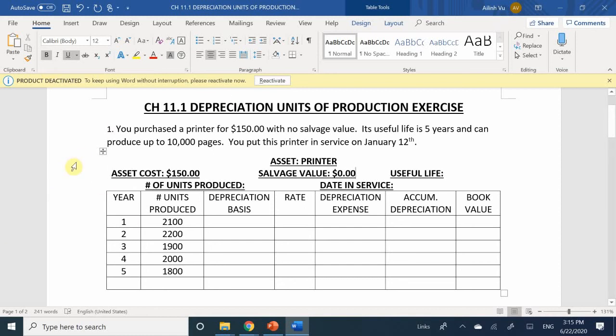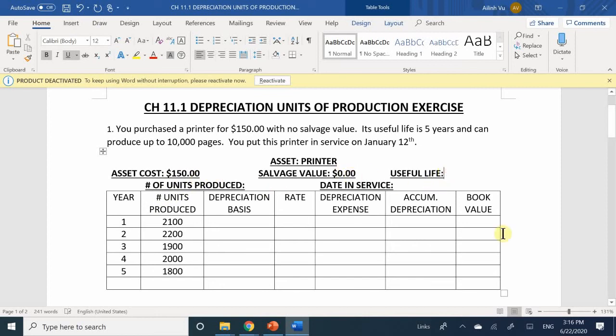So here I purchased a printer for $150 with no salvage value, and its useful life is 5 years, and it can produce up to 10,000 pages. You put this asset, the printer, into service on January 12th. I went ahead and started filling in the information. Here we know that the asset is a printer. We know that the asset cost is $150 with 0 salvage value.